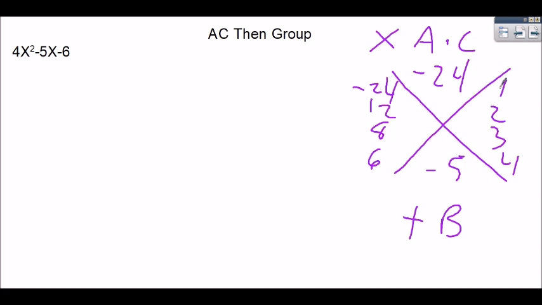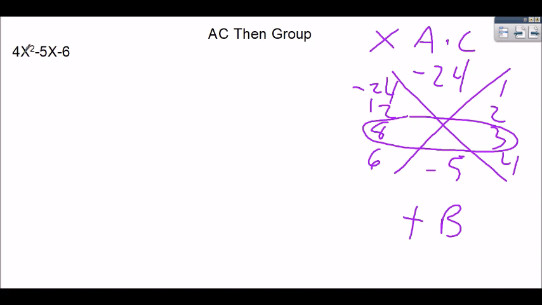Negative 24 and 1 could get us to 25 or to 23, depending on how we added and subtracted, but neither of those are 5. 12 and 2 can get us to 14 or 10, and 8 and 3 can get us to 11 or 5. So since we said or 5, this is our winning combination. So that is the AC part. Now we have to do the then grouping.